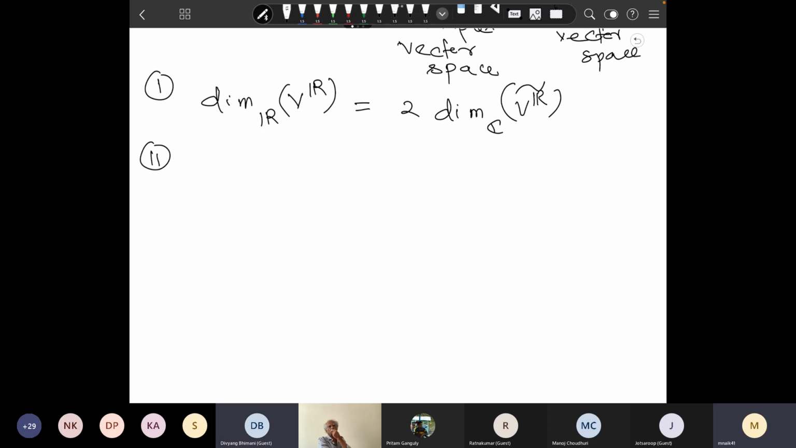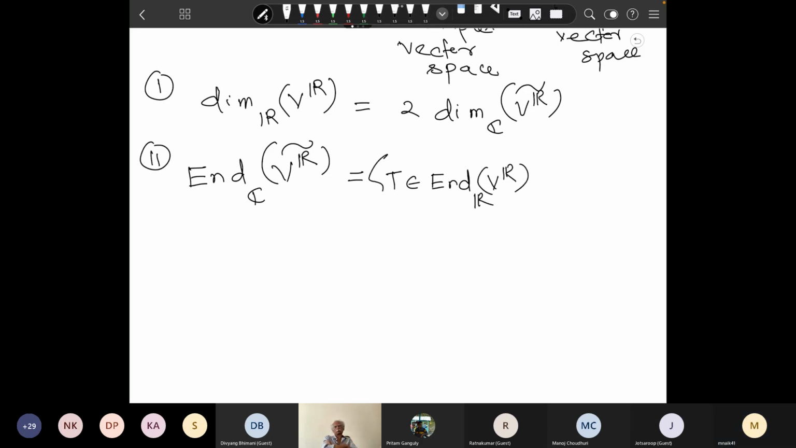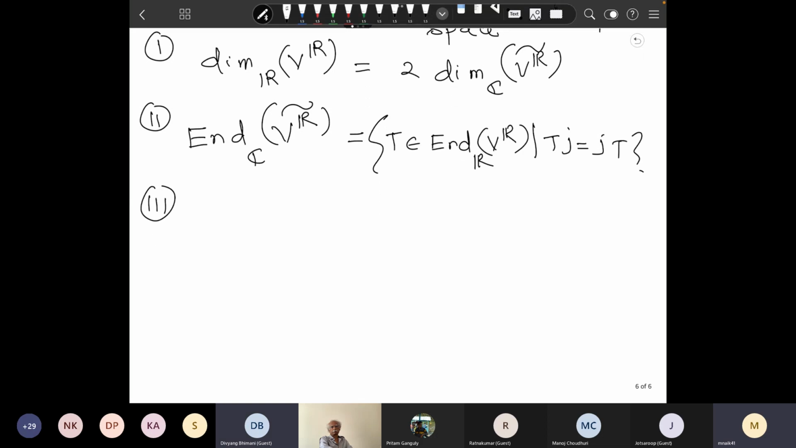Second thing you will get is the endomorphism of VR tilde over C. This is the same thing as T belongs to endomorphism of VR, T is a real linear map on VR. So T is real linear, and T should respect this multiplication by i. But multiplication by i is given by the map J. So TJ is equal to JT. So the second thing I hope is clear to everybody.